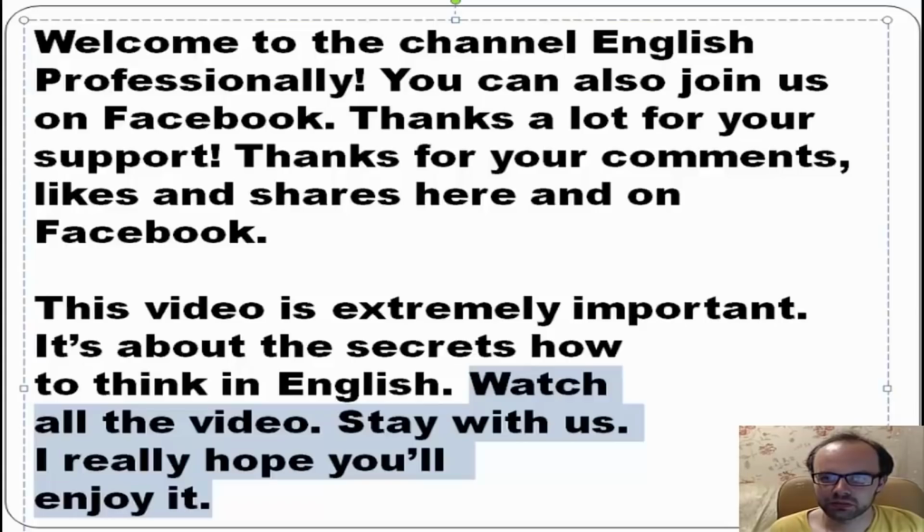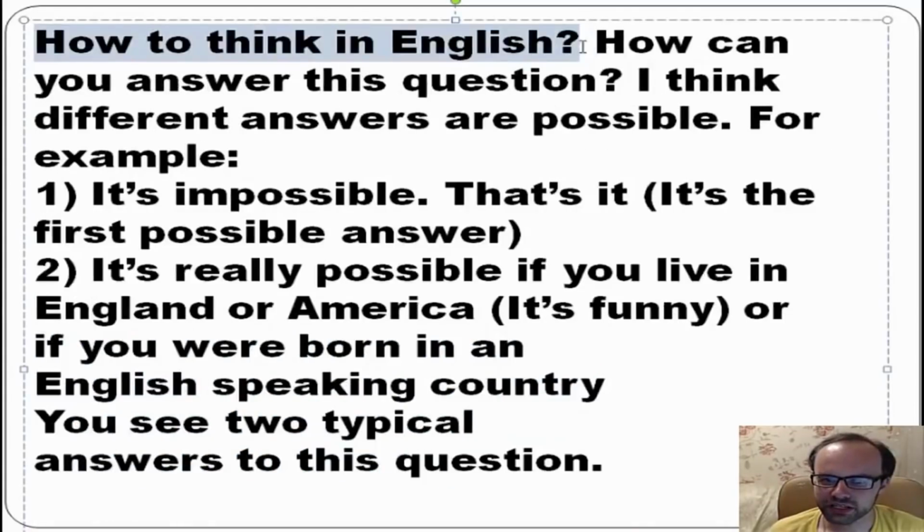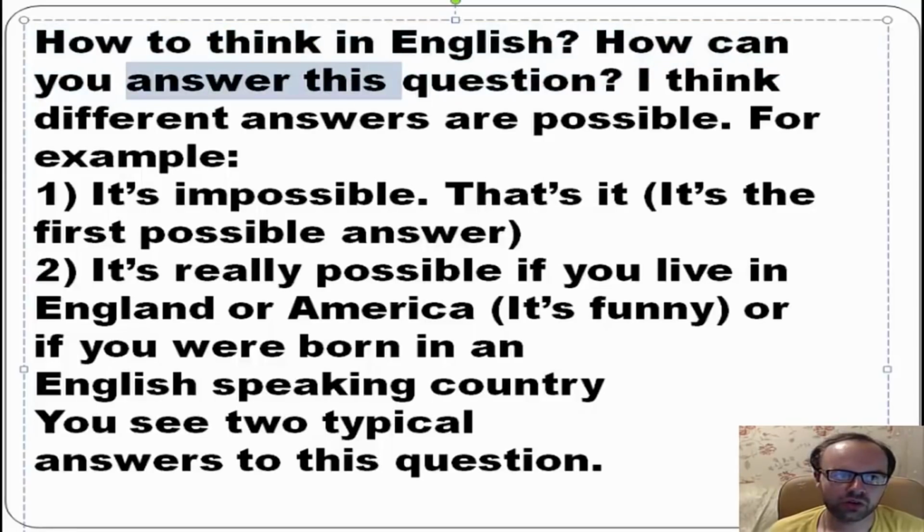Well, so really, how to think in English? How can you answer this question? Please answer this question. So without any preposition here, no preposition. Students often make this mistake. Please remember this phrase. Can you answer this question?